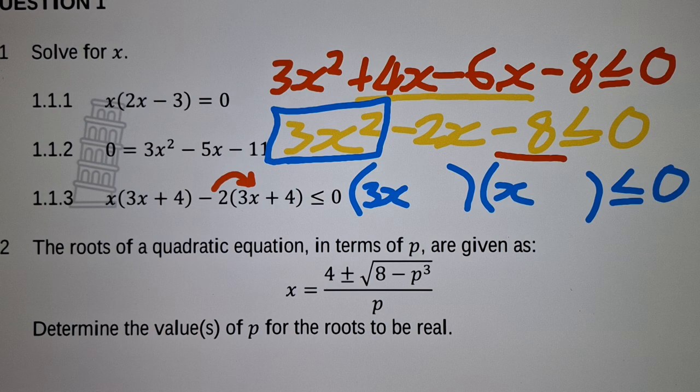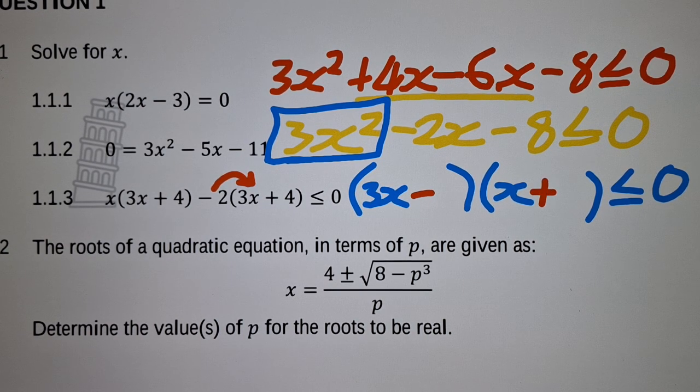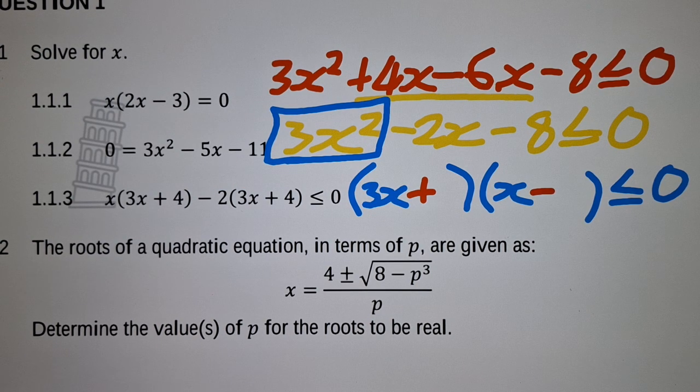Because it's negative, it means that we should have two different signs in the brackets, right? So we're going to have a negative sign and a positive sign. Let me switch the signs. I put the positive on this side, then the negative on this side. Yeah, it's better this way.